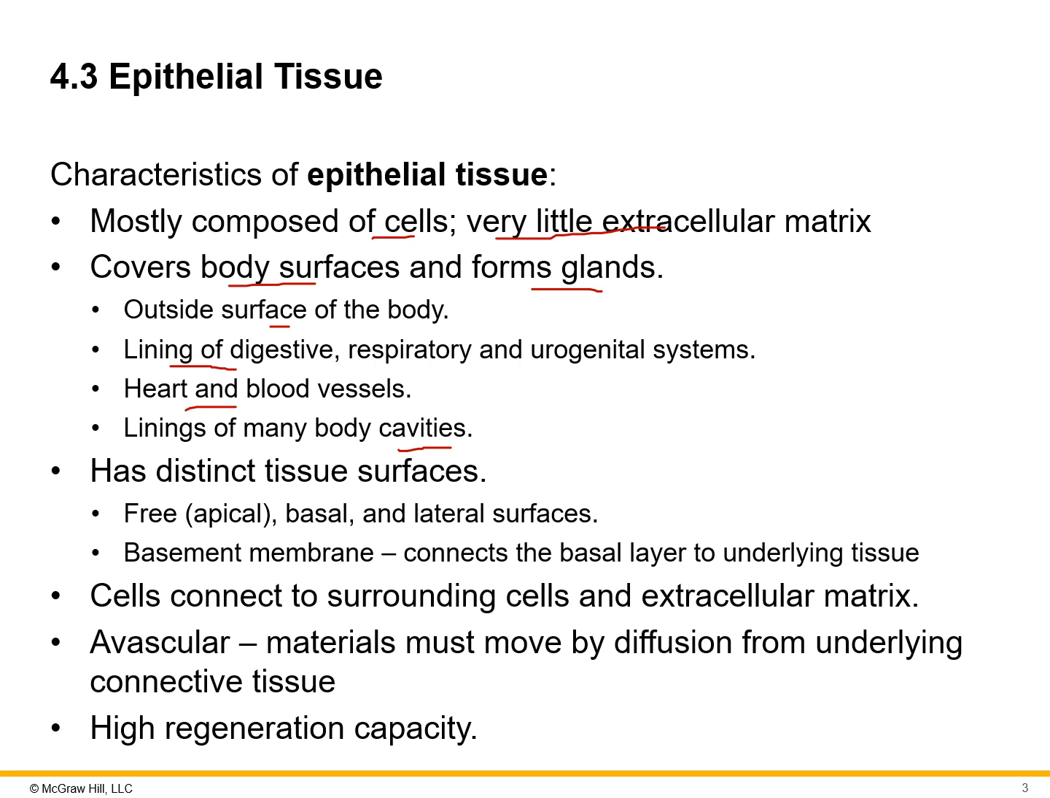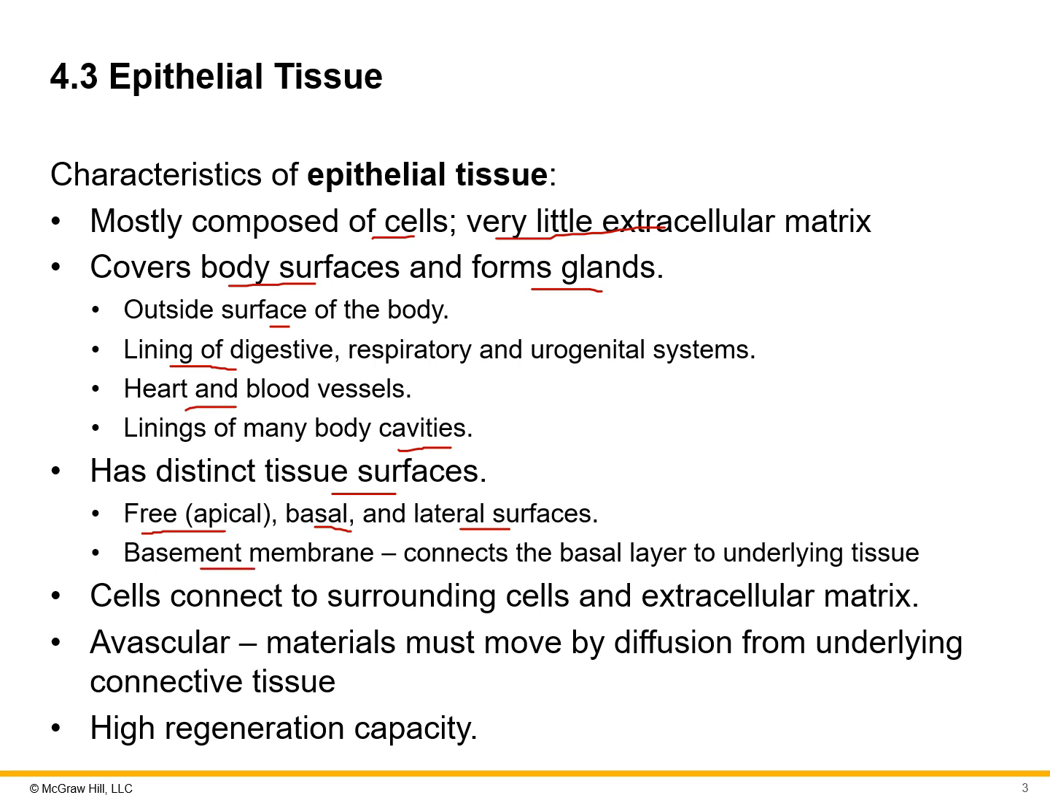Now the distinct surfaces of these, so there's what's referred to as a free surface or apical surface. They have a basal surface and then also a lateral surface. So again, the whole cell isn't necessarily the same all the way around the cell. It has these distinct surfaces that we'll talk more about.